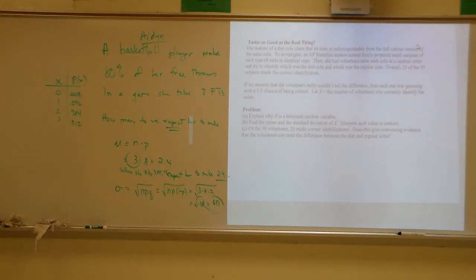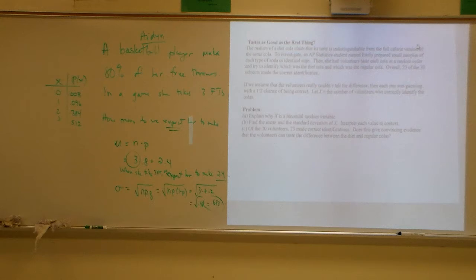Then she had volunteers taste each cola in a random order and try to identify which was the Diet Cola, which was the regular cola. Overall, 23 of the 30 made the correct identification. If we assume that the volunteers really couldn't tell the difference, then each one was guessing with a 1 out of 2 chance of being correct.